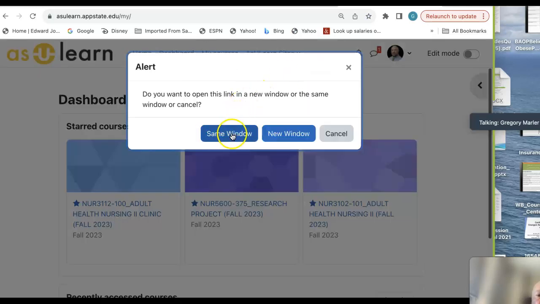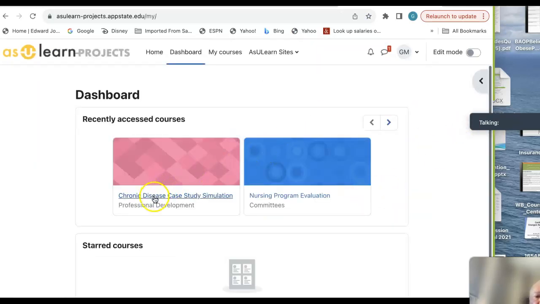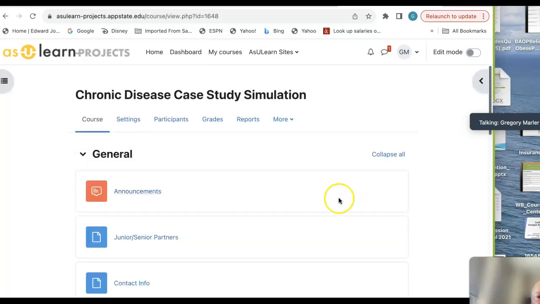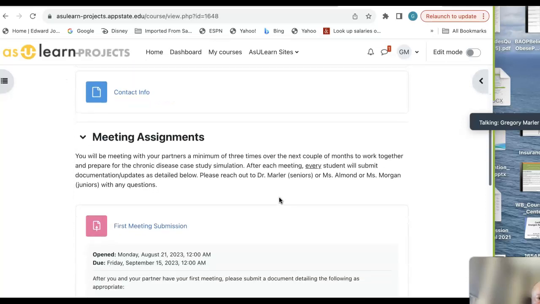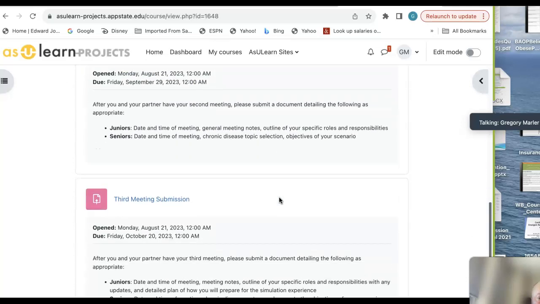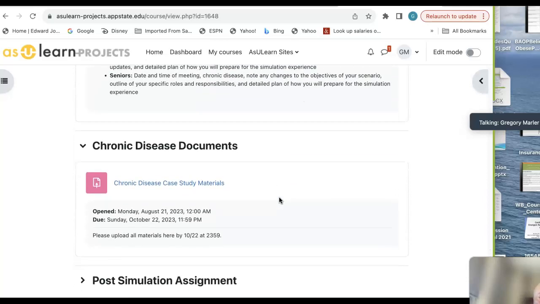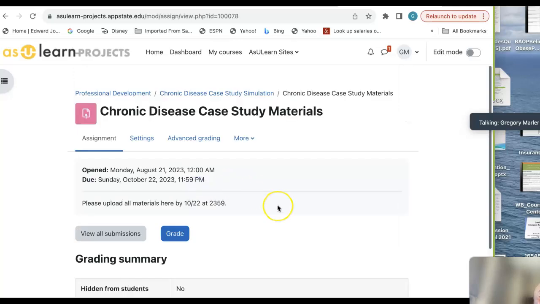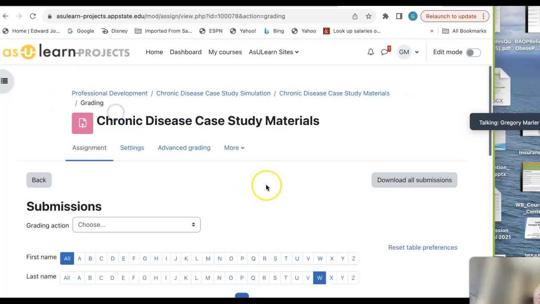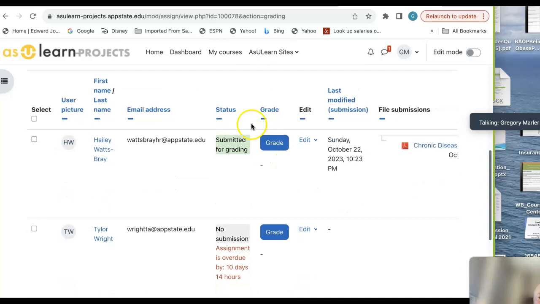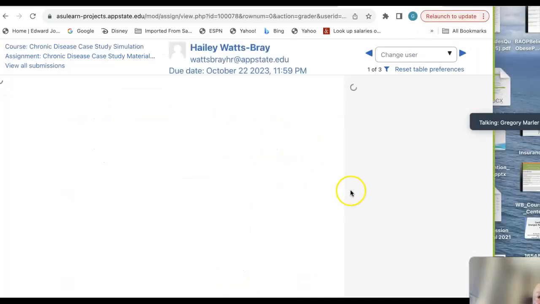There it is. Under the project site, you're going to see this chronic disease case study simulation, and that's where all the materials are housed for all the students who've been working on this project. They have their meeting submissions that we don't really need to worry about with this, but the big thing I want you to see is the chronic disease case study materials. This is where everybody in the senior group has submitted their materials. And for instance, I have provided feedback for, let's just go into Haley's.